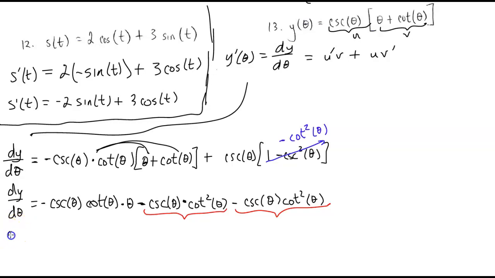And so my next step here would end up being, this would be a minus cosecant theta, cotangent theta times theta. And then here this would be a minus 2 cosecant theta cotangent squared theta.